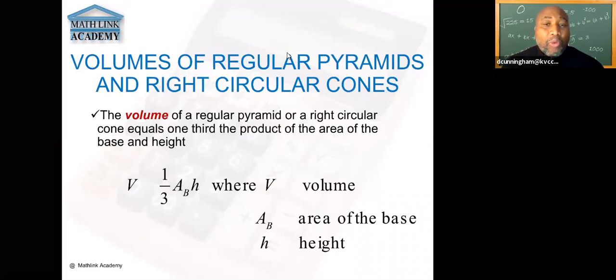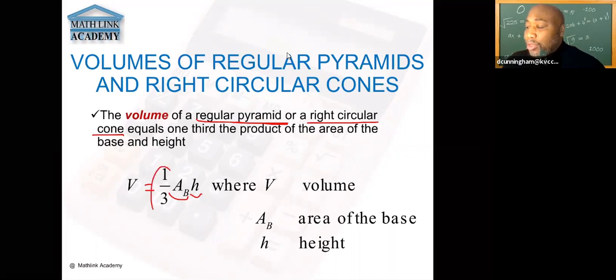The volume of a regular pyramid or a right circular cone. So understand this formula stays the same for a pyramid, a regular pyramid, and also a right circular cone, okay? So the volume is equal to 1/3 of the area of the base, wherever that shape is, if it's a circle or rectangle, whatever the case may be, times the height.